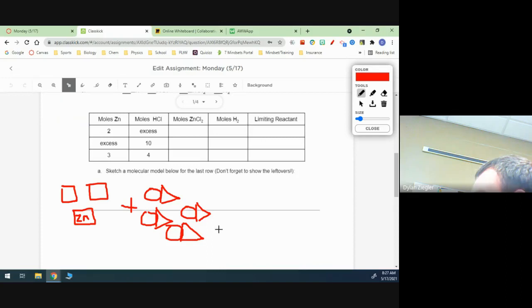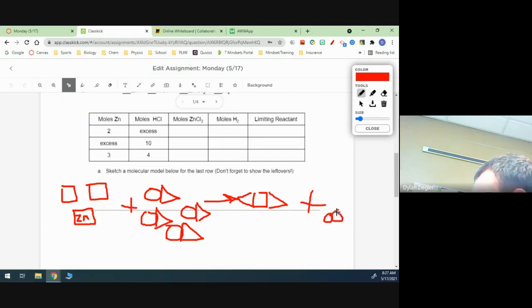Okay, it progressively got worse as I was drawing. Okay, then we need to figure out which one was the limiting reactant and how much we make of each of these. So how many ZnCl2s can I make? Well, a Zn is a square and a Cl is a triangle, so I have 2 triangles coming off this. How many of those can I make? Plus, how many H2s, those are 2 circles, can I make?